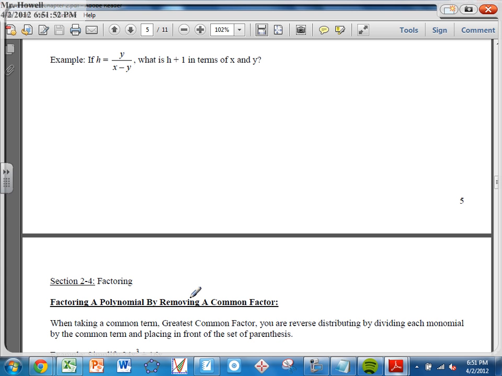Let's dig into it. So I want to know what h plus 1 is. So I'm going to sub in for h right away. I'm going to sub in y over x minus y. And I have to add 1 to it. But I can't add these together because I don't have a common denominator. This problem is a little bit difficult because a lot of people forget it's really 1 over 1.